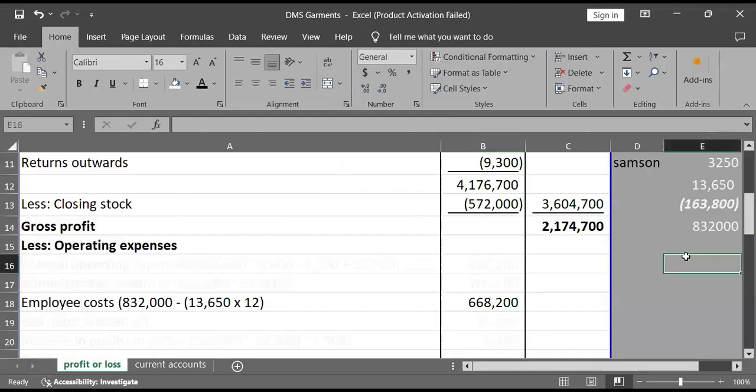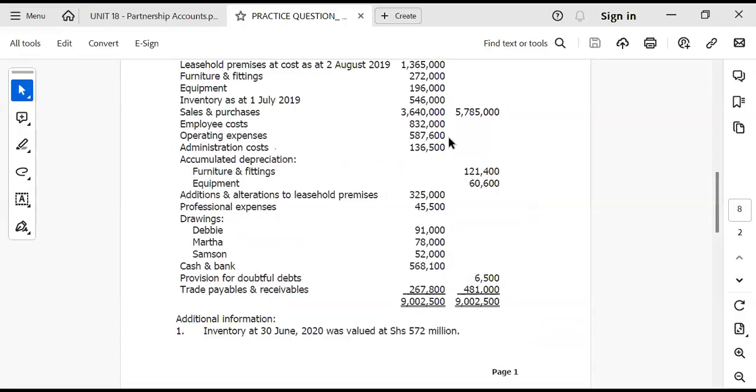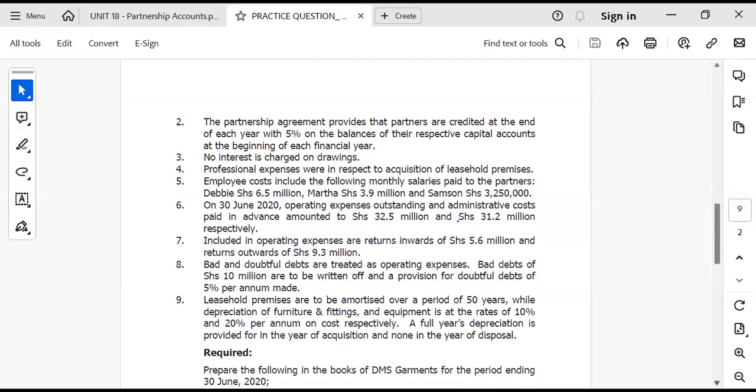So let me come here, 587,600. That is my total operating expense. They've told me that I had an outstanding of 32.5 million. I'm going to add that 32.5 million here.